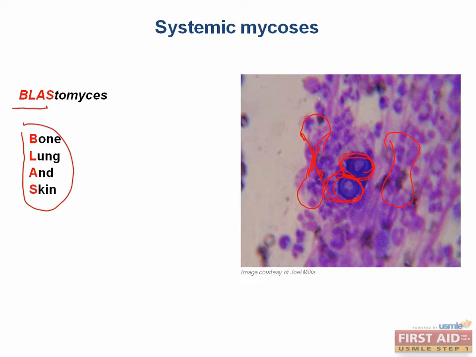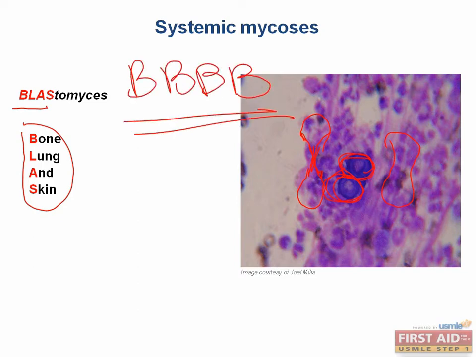This is in contrast to Cryptococcus, which we'll talk about a little bit later, which has a narrow base bud. So remember, broad-based budding blasto. Use that alliteration to help you remember it on test day.